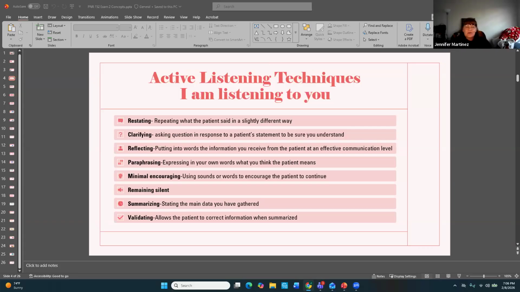Summarizing is stating the data that you have received. So you've done your assessment, you've interviewed your client, and you have all this data, and you're going to repeat it back to them and say, this is what I've heard you say. Is this correct? And that leads into validating. Validating then allows them an opportunity to correct any information if necessary. So you gave them all that information back, and now they can say, yes, that's correct, or no, this part is incorrect, this is the correct part of that.